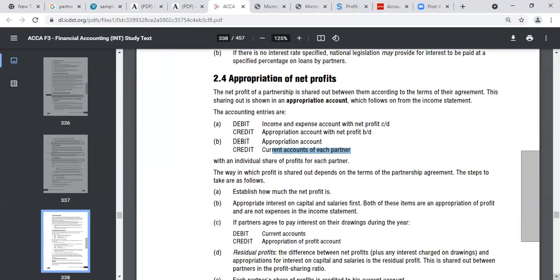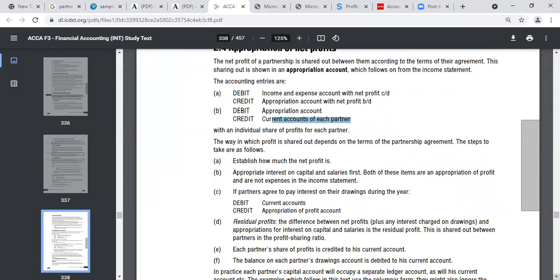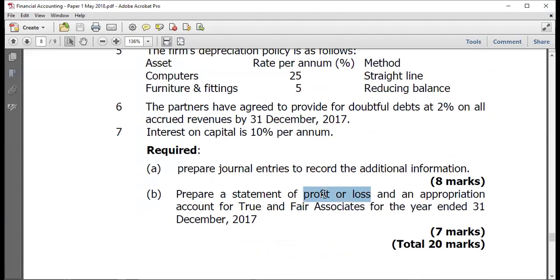So in terms of steps, in drawing this up, ours is to first find the net profit. After you've drawn up your income statement and gotten the net profit, it is now moved to the appropriation account. And by the way, that is why some questions may ask you to draw up the statement of profit and loss and the appropriation account. It basically means that after you've drawn up your statement of profit and loss, just proceed to the appropriation account.